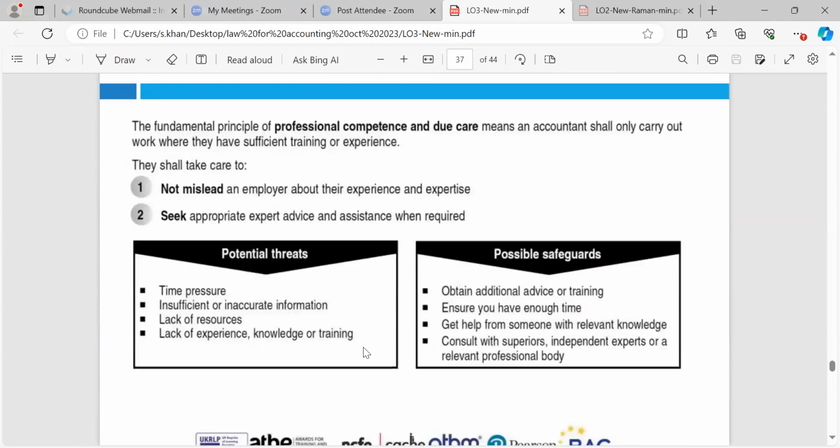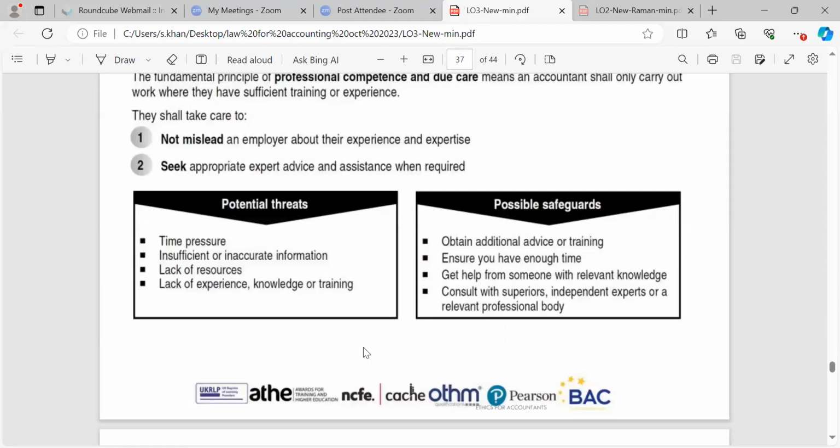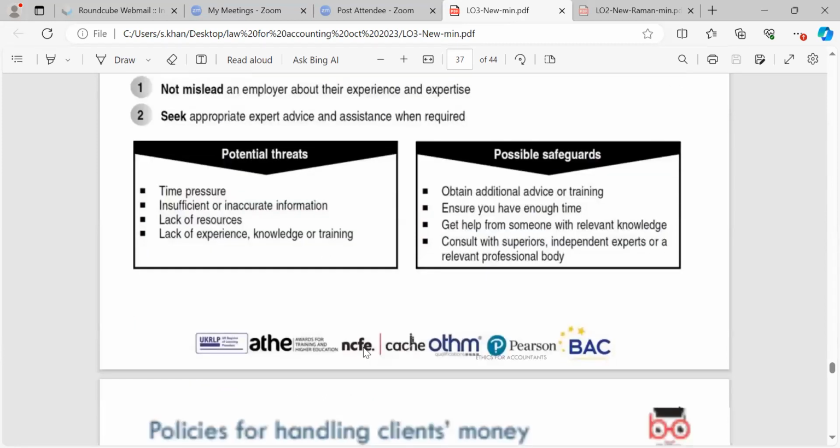Acting with sufficient expertise. The fundamental principle of professional competence and due care means an accountant shall only carry out work where they have sufficient training or experience. They shall take care not to mislead an employer about their experience and expertise, and should seek appropriate expert advice and assistance when required. The potential threats include time pressure, insufficient or inaccurate information, lack of resources, and lack of experience, knowledge or training. The possible safeguards are to obtain additional advice or training, ensure you have enough time, get help from someone with relevant knowledge, and consult with superiors, independent experts, or relevant professional bodies.